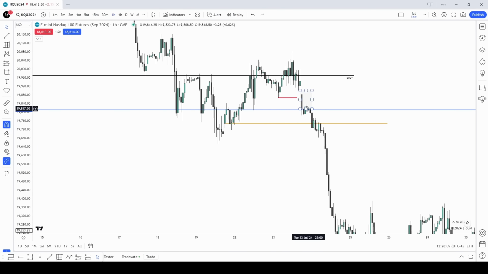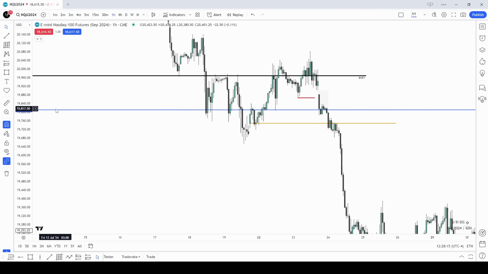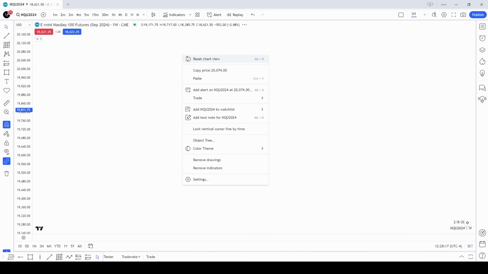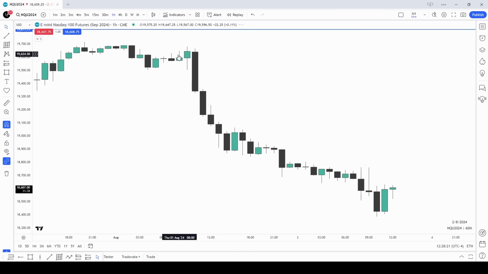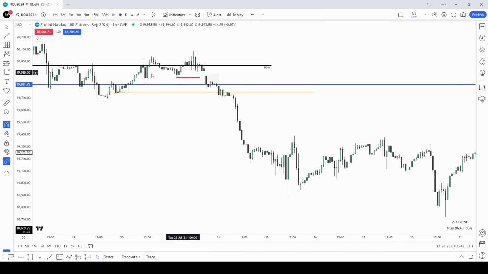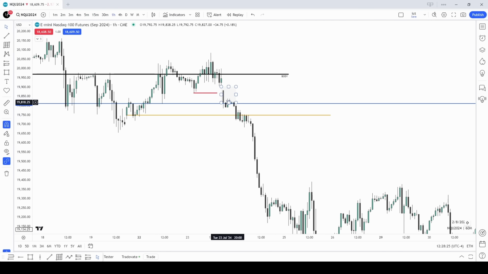Where do we reaccumulate, by the way? Look where this fair value gap lies. This fair value gap lies at the weekly candle's low. If you remember, this blue line is the weekly candle's low. Look where the hourly fair value gap forms. Right on the weekly candle's low. Okay, that is not a coincidence.